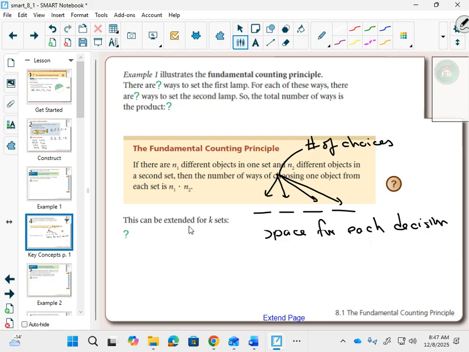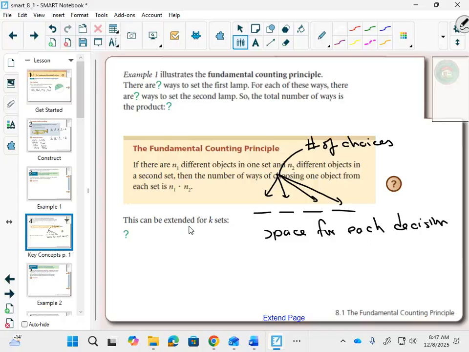So we draw a space for each decision, and we put the number of choices in each one. To try to write this mathematically, they say if there are n1 different objects in one set and n2 different objects in a second set, then the number of ways of choosing one object from each set is n1 times n2.